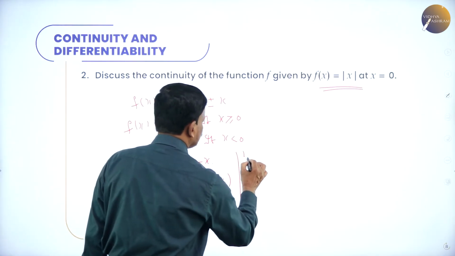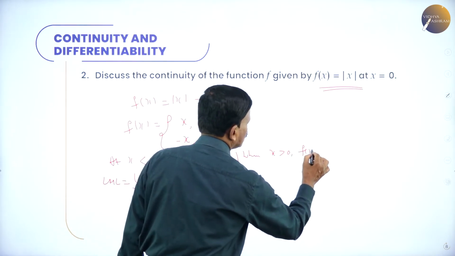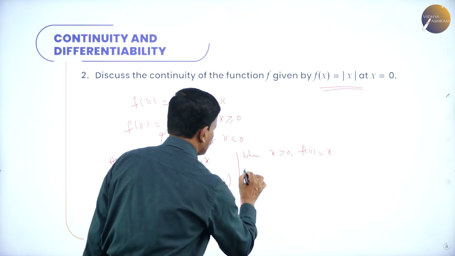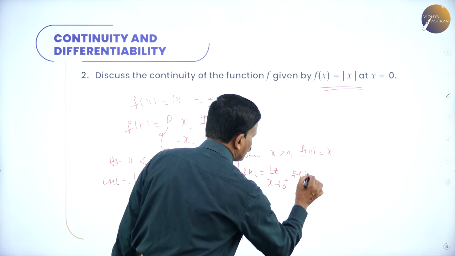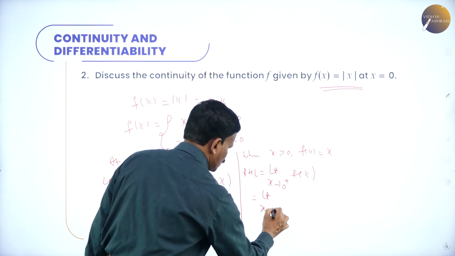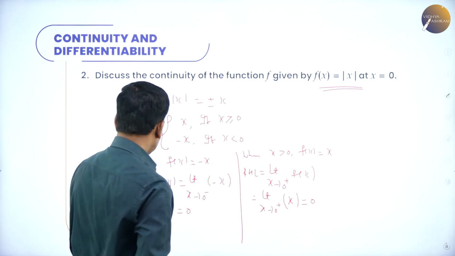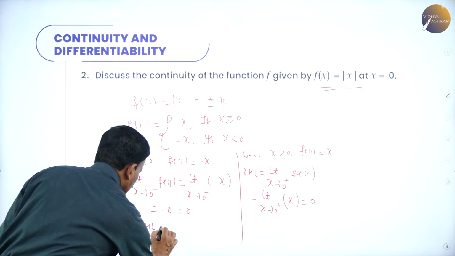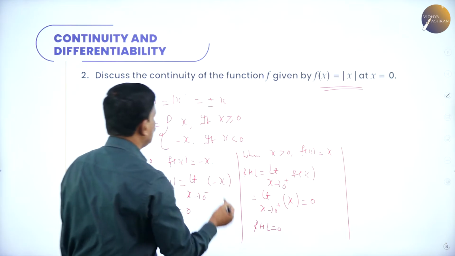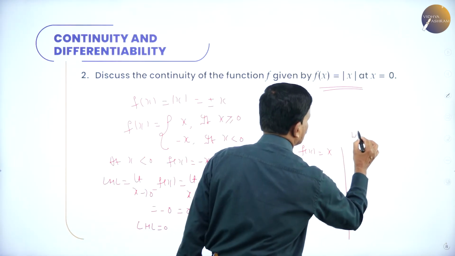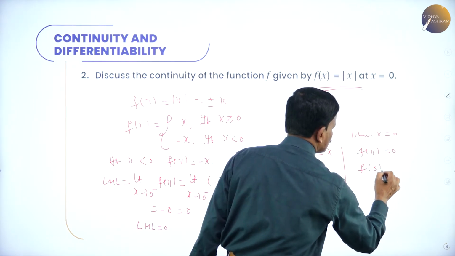Similarly, when x is greater than 0, what will you get? f of x is equal to plus x. So the right hand limit RHL is equal to limit x tends to 0 plus f of x. So that is limit x tends to 0 plus, f of x is x, this is equal to 0. So left hand limit is equal to 0, here right hand limit is also equal to 0, and come to the functional value. When x is equal to 0, f of x is equal to 0, f of 0 is equal to 0.